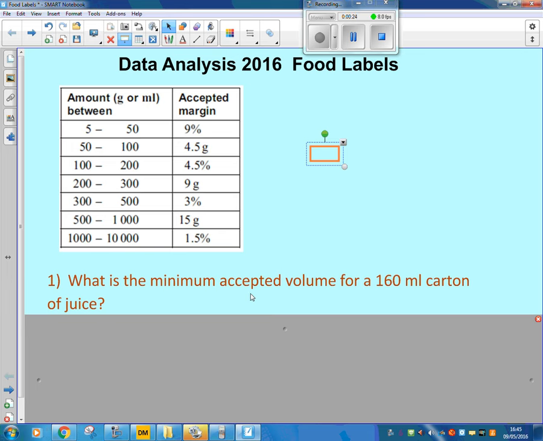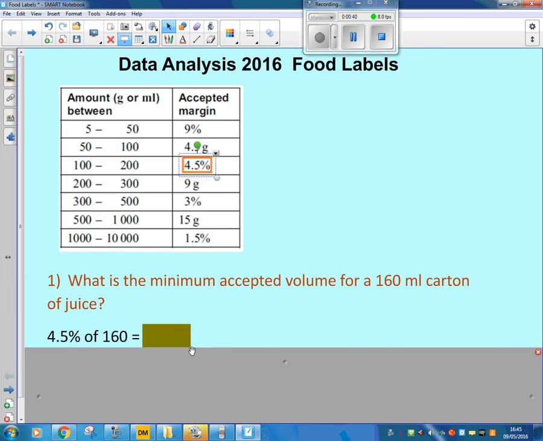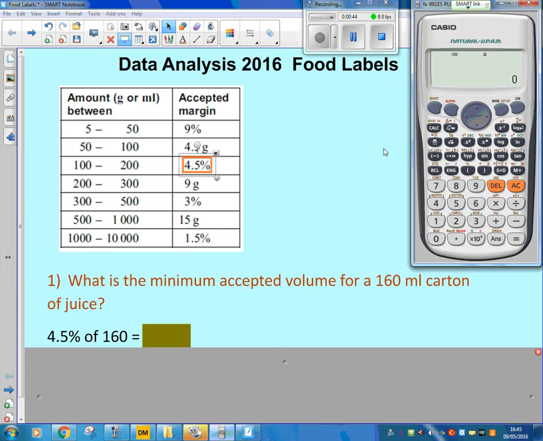So first question. What is the minimum accepted volume for a 160 milliliter carton of juice? So if you look at 160 milliliters, it's in here. So basically it means we're allowed 4.5% either way. So 4.5% of our 160 is what we're allowed as our margin.